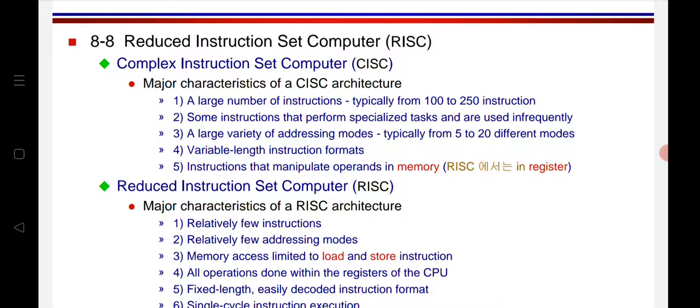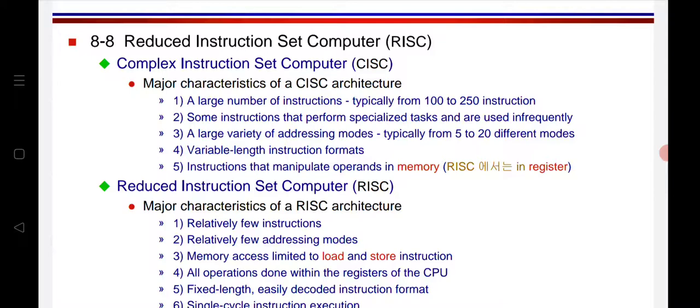Let us cover the characteristics of RISC and CISC. From the name itself, you can understand what is meant by this computer system. A Complex Instruction Set Computer is one in which we have complex instructions, whereas in the Reduced Instruction Set Computer we have only a few direct instructions that can be used for programming.